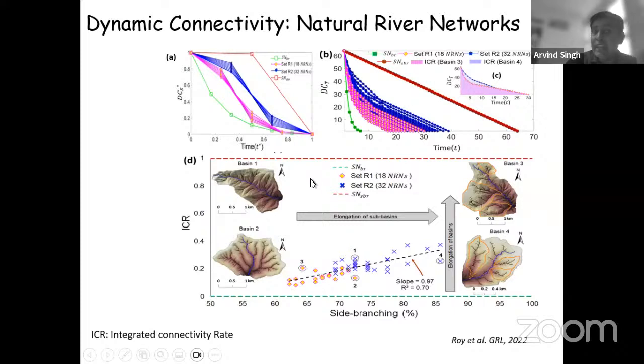And with varying side branching percentage, because we were interested in understanding the role of topology on flux propagation patterns. When we look at the patterns of DCS, the minimum connectivity, versus maximum connectivity, DCT, as a function of time, we observe that these networks fall into two different subsets, or there is an emergence of two subsets, one depicted by these pink and purple lines.